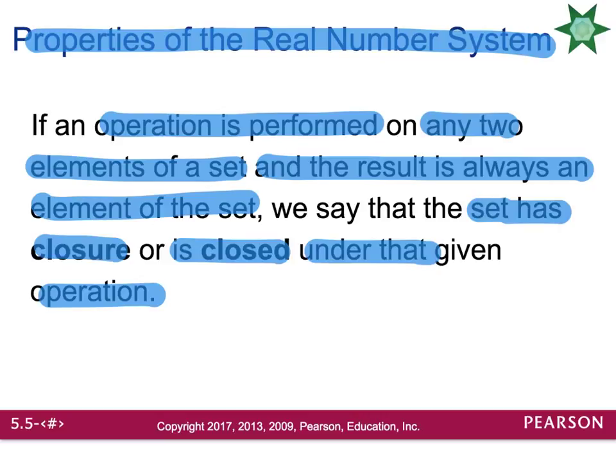So for example, take the set of integers. If I say 2 plus 3 equals 5, I'm adding two integers and I get another integer, which means under this operation we have closure. Let's try another one. Minus 6 plus 7 gives me plus 1, so that is also an integer. If you add two integers, you get an integer, which means we do have closure under addition for integers.